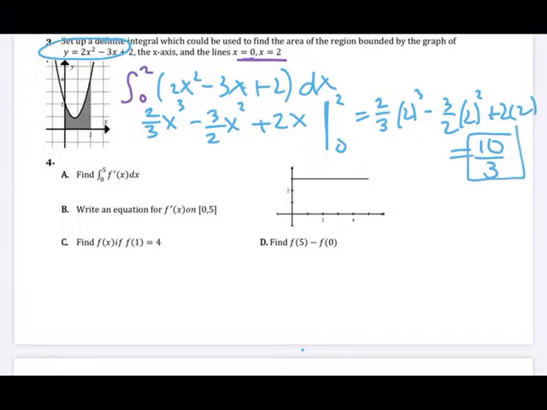So we could find the area of that curve. Or under that curve, I'm sorry. It's going to be 10 over 3. So integrate the way that we've integrated before and then apply the bounds at the end.